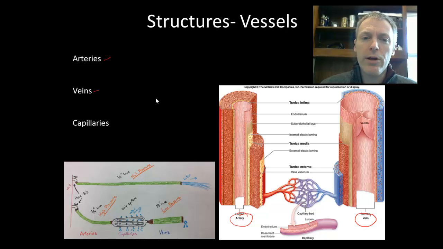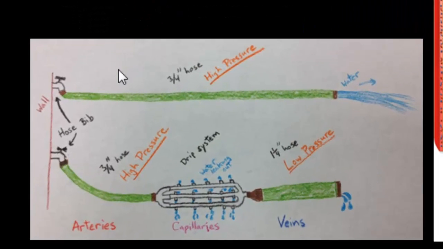So arteries carry blood away from the heart. So I'll draw a heart here. And the arteries are going to carry blood away from the heart. Veins, on the other hand, carry blood back to the heart. Okay, so if we come down this diagram here, it's sort of an analogy. We've got a hose coming out of a hose bib, a faucet. And when you turn on this faucet, the water is going to come pushing through this hose and go shooting out the far side over here.